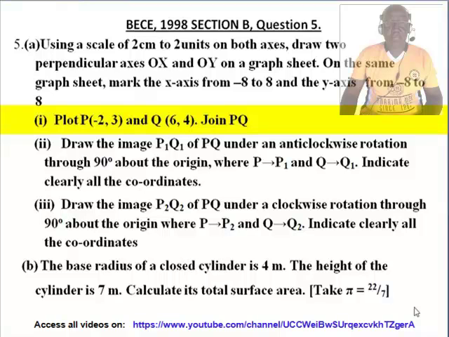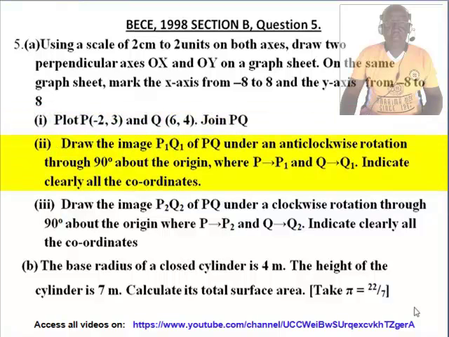Join PQ. I. Draw the image P1Q1 of PQ under an anti-clockwise rotation through 90 degrees about the origin, where P maps into P1 and Q maps into Q1. Indicate clearly all the coordinates.